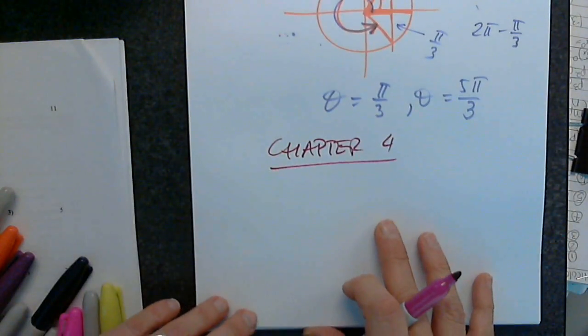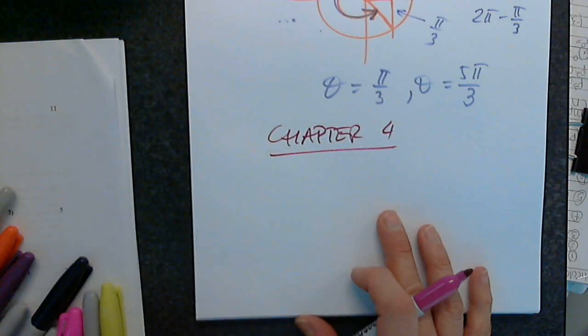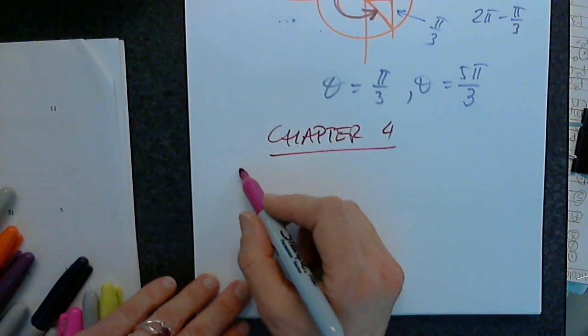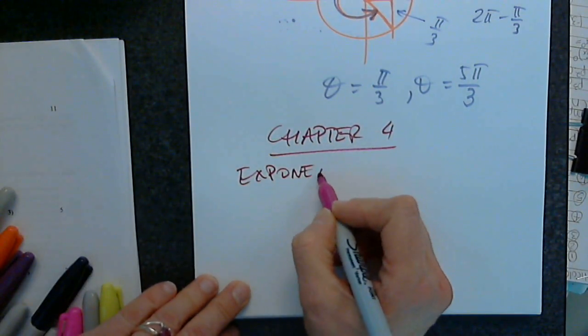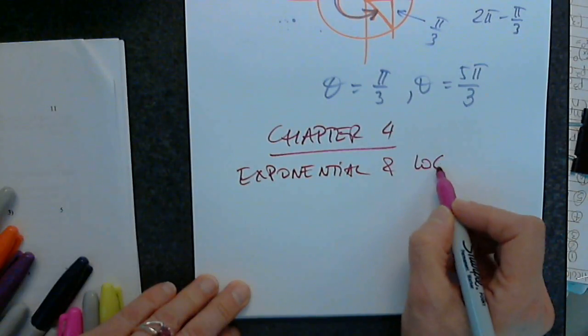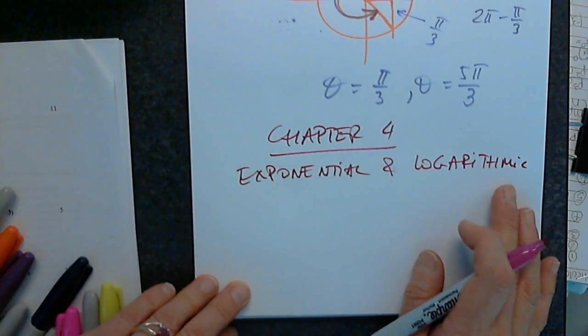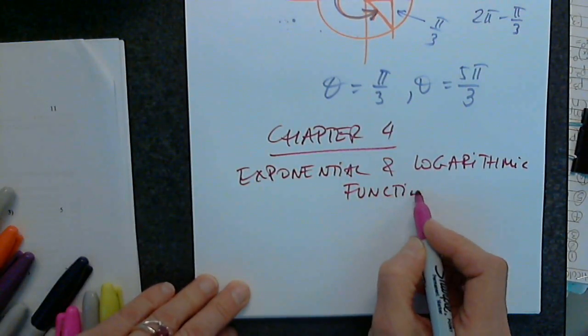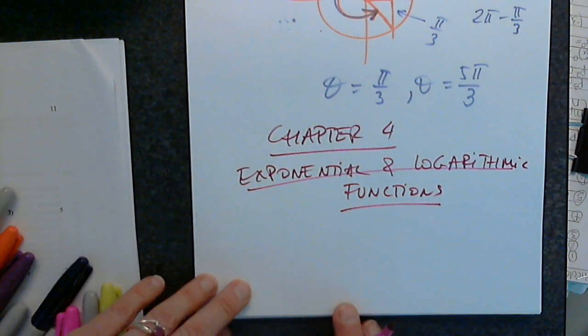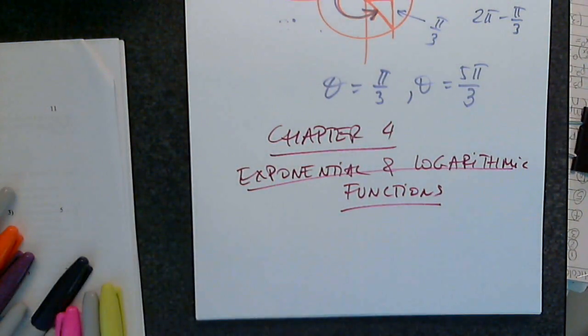Okay. Chapter 4 deals with two functions that are widely used in real-life situations, in models. Exponential and logarithmic functions. We start with the exponential. We're going to look at the graph. We're going to understand the graph like we did with rational functions, polynomial functions, etc.